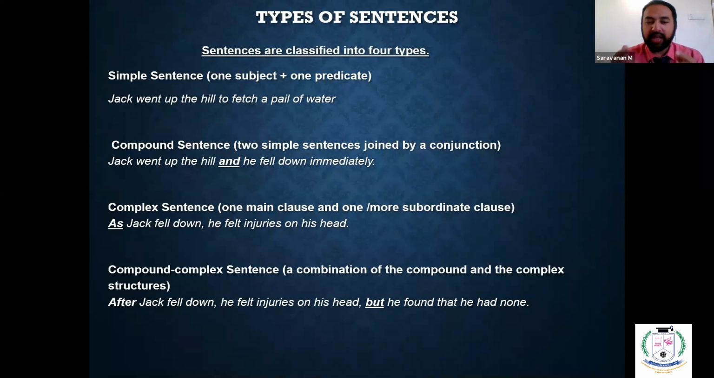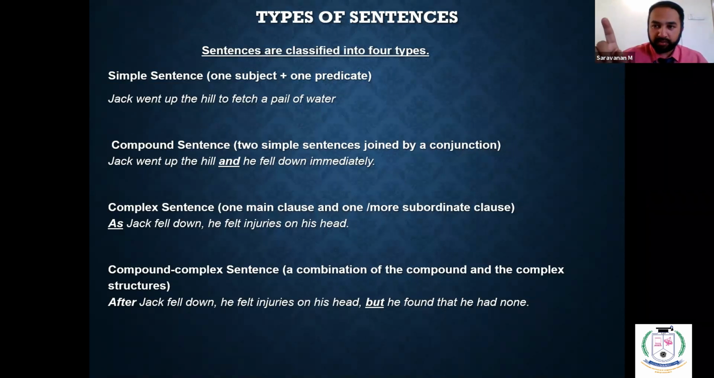We'll move on with the next one, that is the complex sentence. In a complex sentence, you have one main clause and you have one or more subordinate clauses. Now I'll explain what a main clause and a subordinate clause are. A main clause is a sentence on its own, whereas the subordinate clause is a group of words joined together.